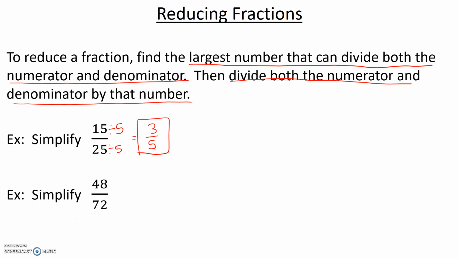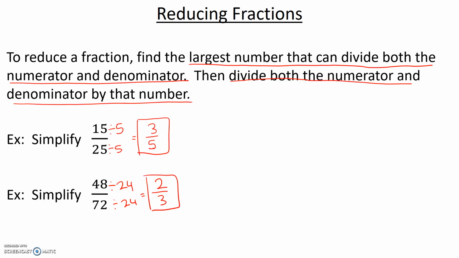Next example, let's simplify 48 over 72. Now we want to find the largest number that can divide both the numerator and denominator. So we could pick a number like 6, but 6 is not the largest number that can divide 48 and 72. We could also pick 12, but again, 12 is not the largest number that can divide 48 and 72. The largest number that can divide 48 and 72 is 24. So the answer would be 2/3.